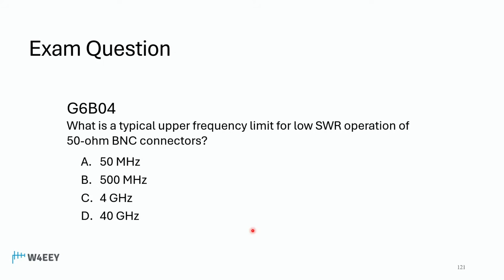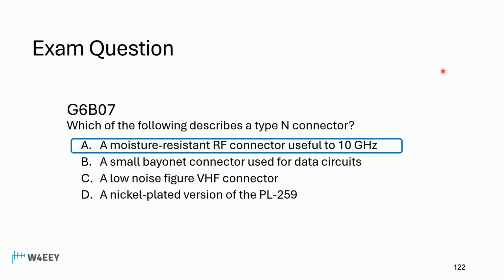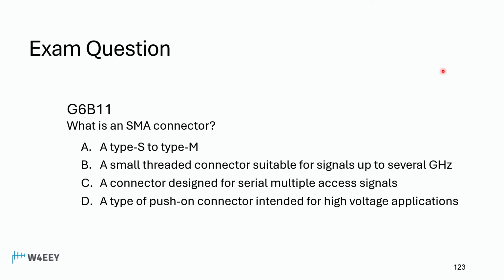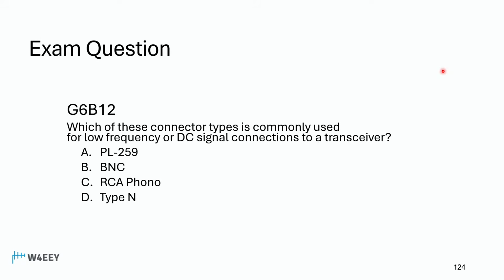What is a typical upper frequency limit for low SWR operation of 50 ohm BNC connectors? Charlie. Charlie, that was the 4 gigahertz BNC. Which of the following describes an N connector? Alpha. Alpha, moisture resistant, up to 10 gigahertz. What is an SMA connector? Bravo. Bravo. Which of these connector types is commonly used for low frequency or DC signal connections to a transceiver? C. C, RCA phono.